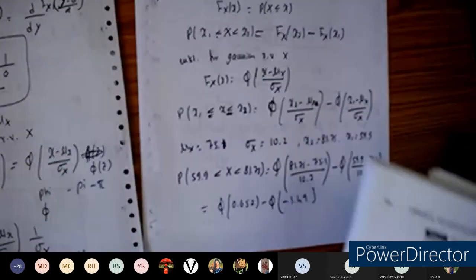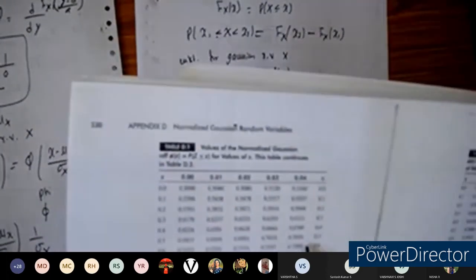Okay, so what is it? 0.6 is there. We want the 0.652. If you go to the next table, you can go to this table here. So 0.656 plus 0.05 will become 0.65, and we will get here. We want the 0.652 here.